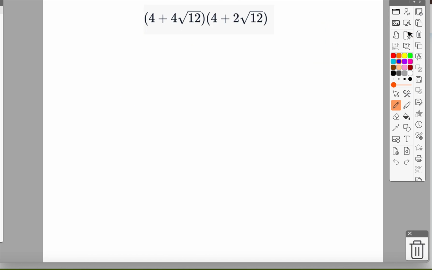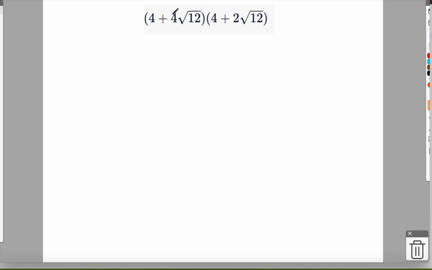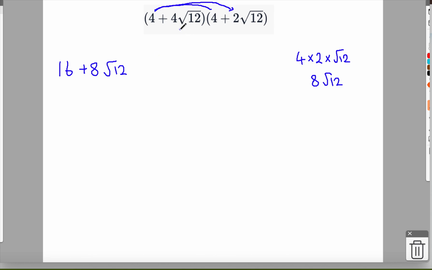The last one that I've got to show you before I give you some questions is this one here. And we can see there is a big increase in difficulty because we've got these now. So still go with the same method though. You've got 4 multiplied by 4, which is 16. And then you've got 4 multiplied by 2 root 12. So you've got 4 times by 2 times by root 12, and 4 times 2 is 8. So you've got 8 root 12 plus 8 root 12. Then you've got your inside times your inside. So 4 lots of 4 root 12, which is 16 root 12.